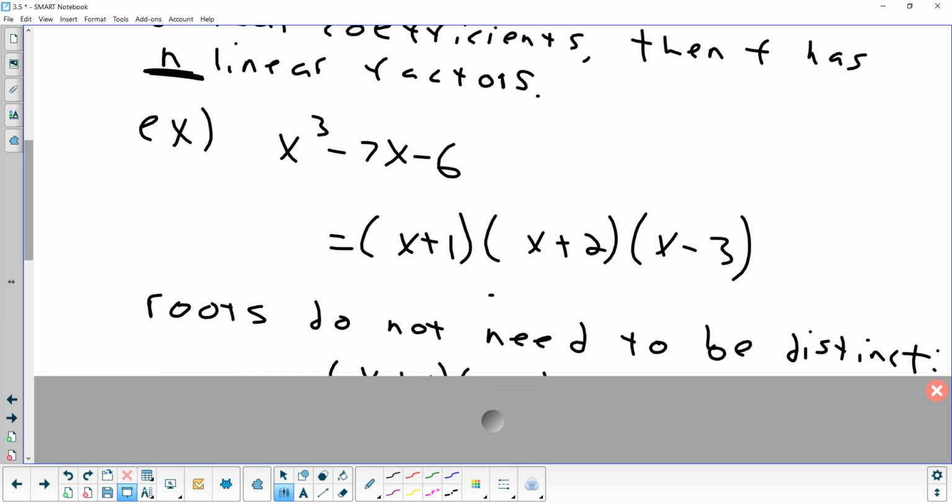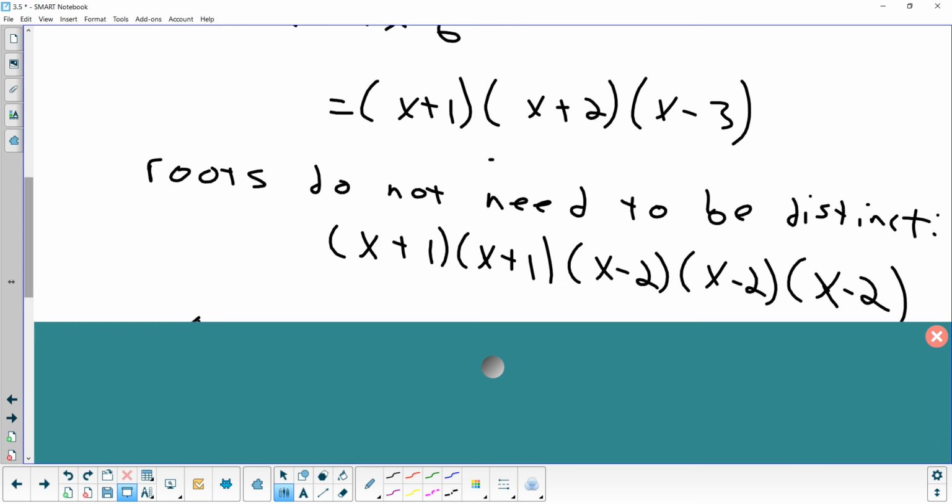Now, the roots don't need to be distinct, right? Like this. If I were to graph this on the calculator, or if I were to multiply all that out, the highest degree term would be x to the 5th. And there are 5 roots. -1, -1, 2, 2, and 2. That's 5 answers. They're not all different answers.